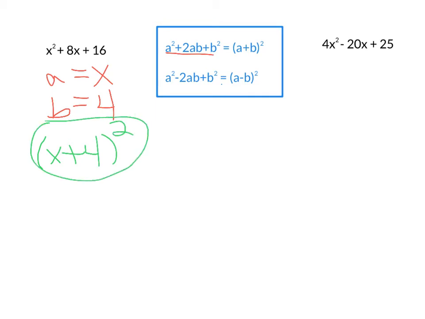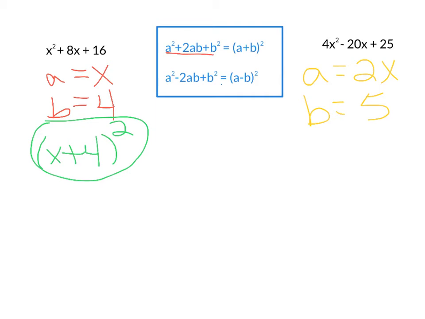Looking at my second example, I notice that I have 4x squared, so in the position of a squared, and 25 in the position where b squared is. Well, if 4x squared is a squared, then that means that I'd have to multiply 2x by 2x to get 4x squared. So a is equal to 2x. And b is equal to 5 because 5 squared is 25. Now let's see if it follows the pattern.